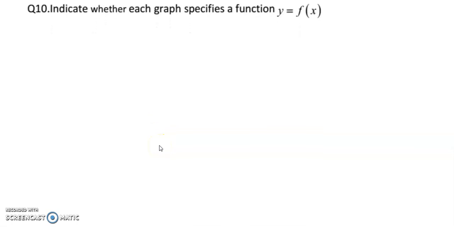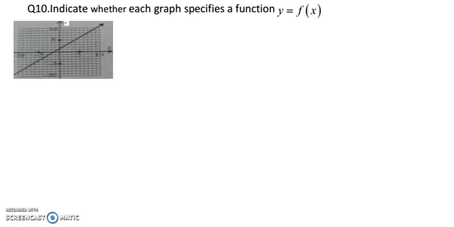We were solving question number 10, which asks whether each graph specifies a function y equals f of x. We are given the graph, and we have to visualize whether this graph represents a function. If you apply a vertical line test on this graph, the vertical line will intersect this graph at only one point.